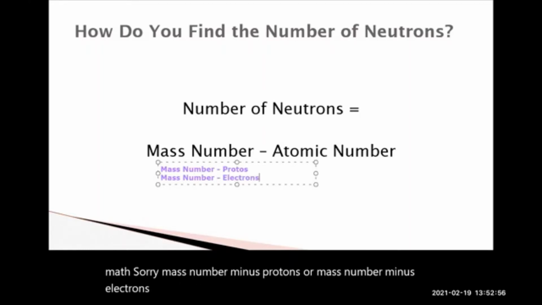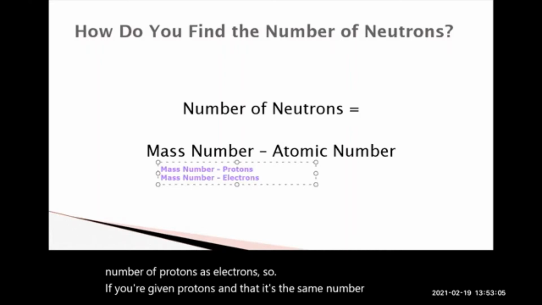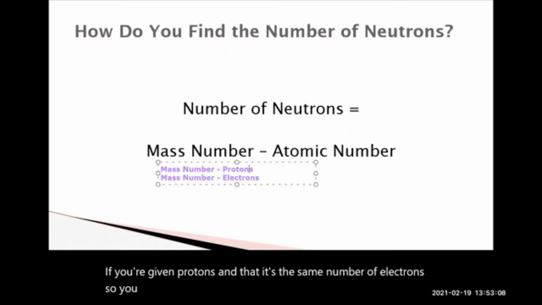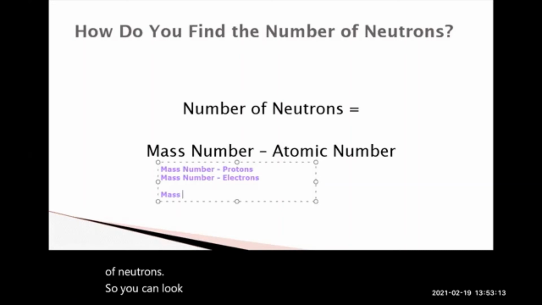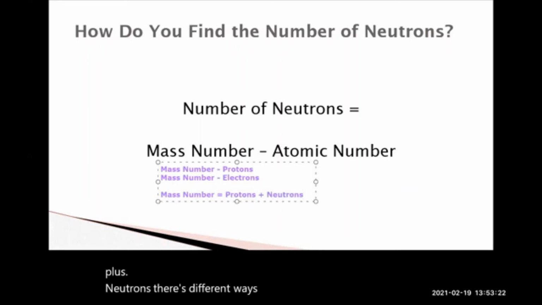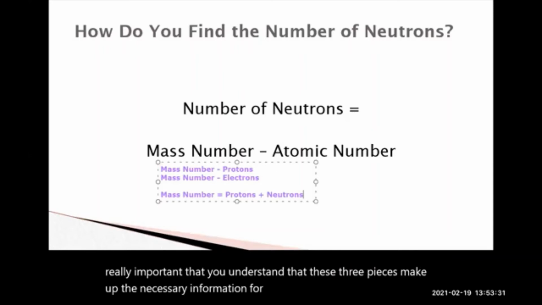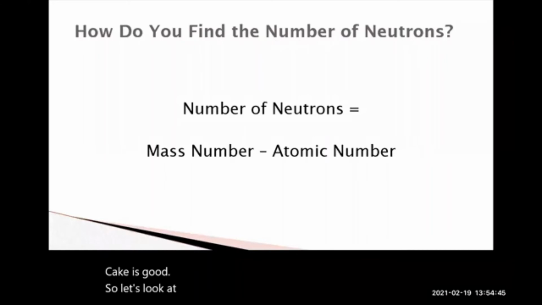Now, these aren't ions, so they're going to have the same number of protons as electrons. So if you're given protons, you know that it's the same number of electrons, so you can always back into it. If you're given the number of neutrons, you can look at something like mass number equals protons plus neutrons. There's different ways of organizing this equation, and it's really important that you understand that these three pieces make up the necessary information for an isotope. So let's look at this more in depth.